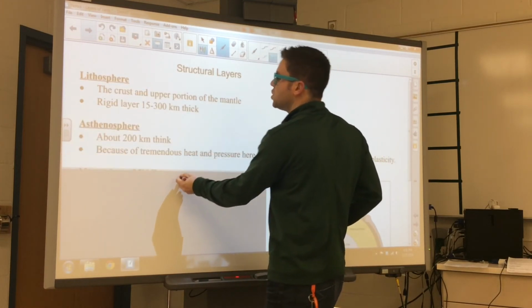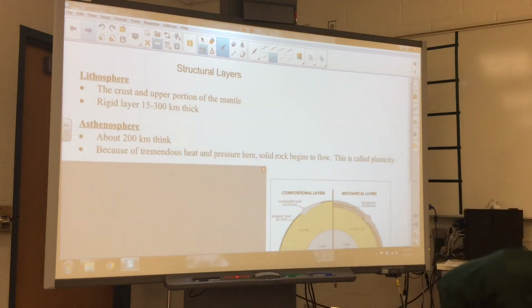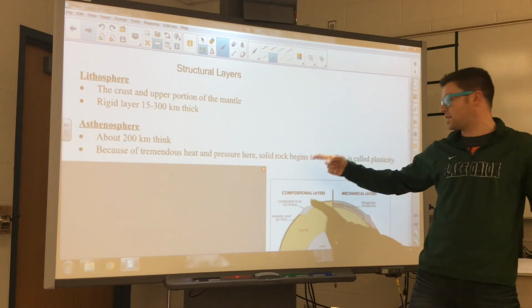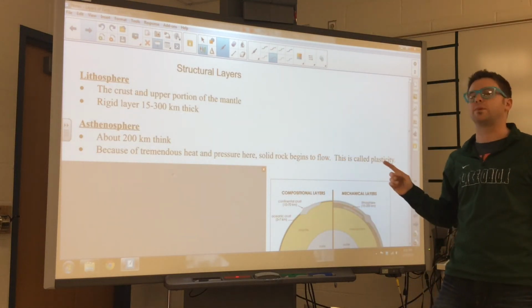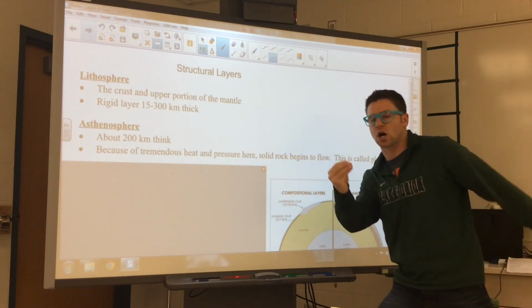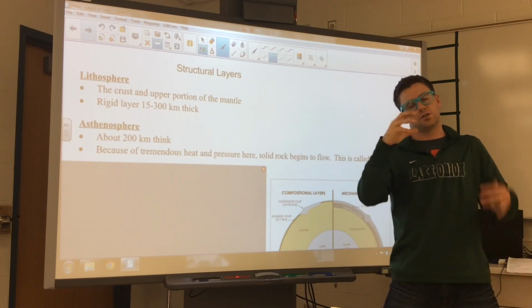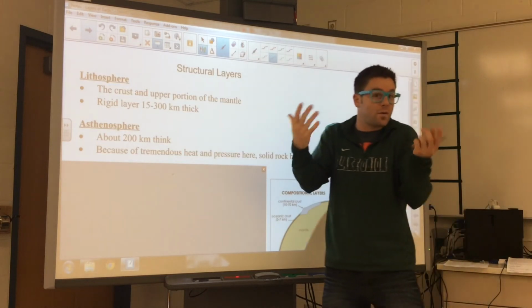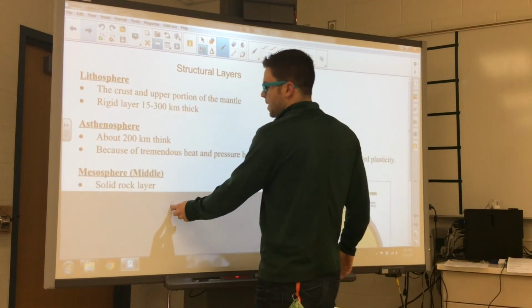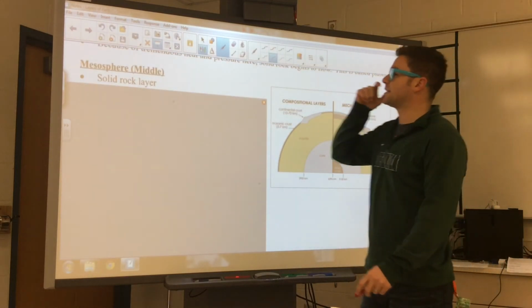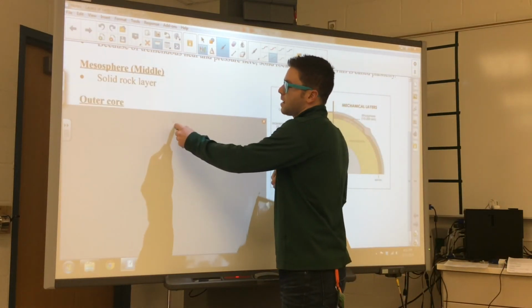And then we move down into the asthenosphere. The asthenosphere is about 200 kilometers thick. Because of the tremendous heat and pressure here, solid rock begins to flow. This is called plasticity. So solid rock starts to melt and begins to flow, and therefore starts to have this oozing effect where we see magma and lava. Then we move to the mesosphere. Meso meaning middle. Middle is a solid rock layer, okay?